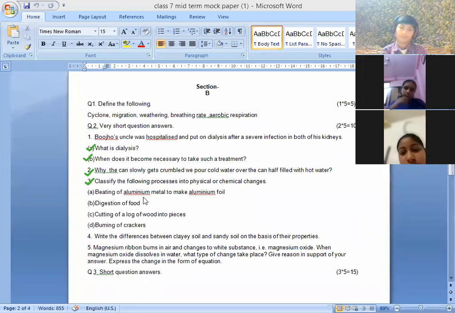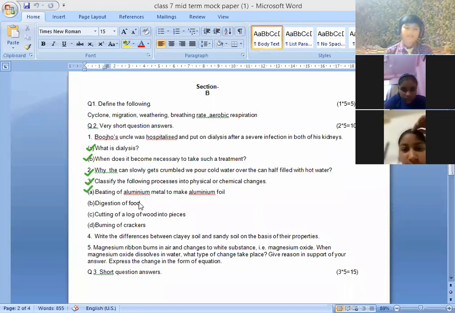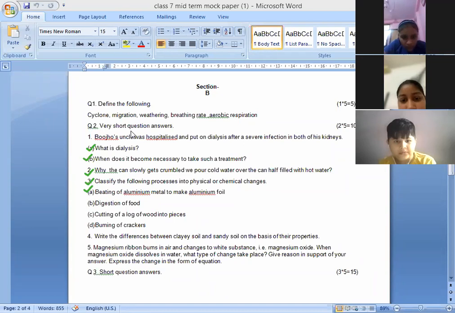Nishchay. Yes, ma'am. Beating of aluminium. Chemical change. Yes, Sejal. You can raise your hand, children. Ma'am, chemical change. Vedika. May I give once? Yes, Vansh.